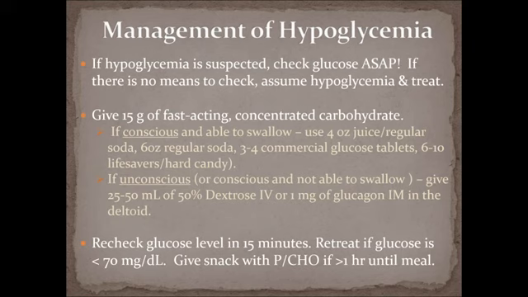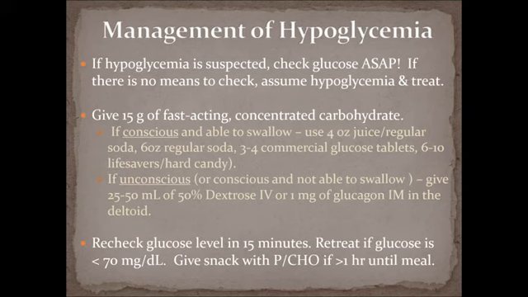So what's going to kill your patient first? Low blood sugar or high blood sugar? It's going to be the low blood sugar. So you want to give 15 grams of fast-acting concentrated carbohydrate. If they are conscious and able to swallow, you could give them 4 ounces of juice or regular soda. You can use 3 to 4 commercial glucose tablets, 6 to 10 lifesavers or hard candy. You want to give them a carb load that's equivalent to 1 carb exchange.